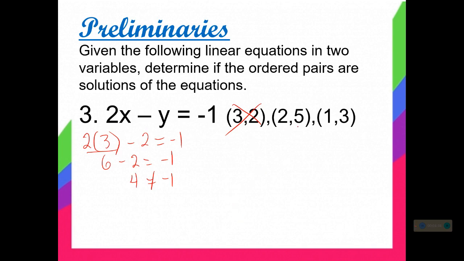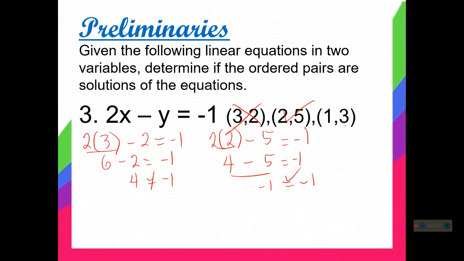Next, let's have (2, 5). We have 2 times our x, which is 2, minus 5 equals negative 1. So 2 times 2 is 4, minus 5 equals negative 1. Then 4 minus 5 is negative 1, which is equal to negative 1. So it is true, and that's why it is called a solution.